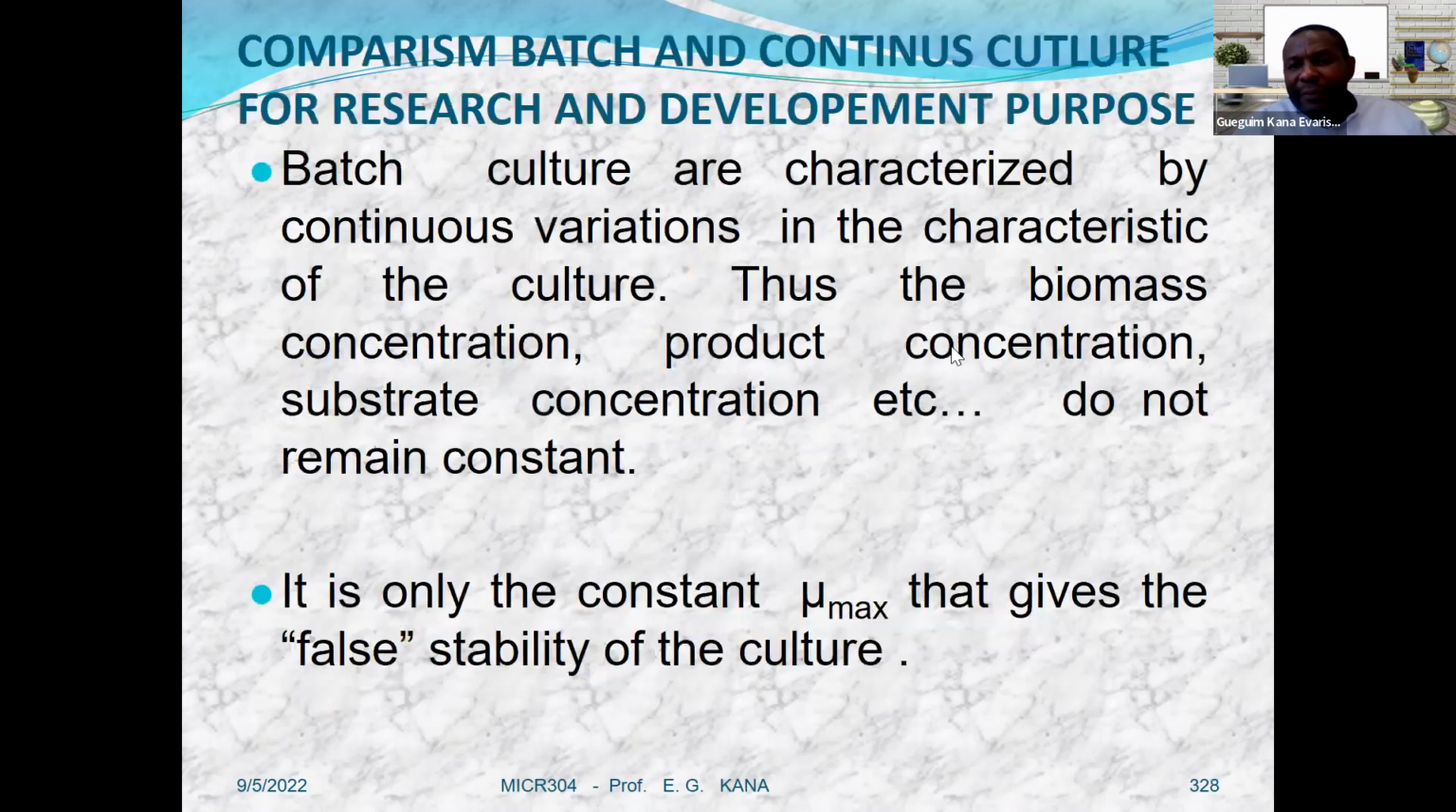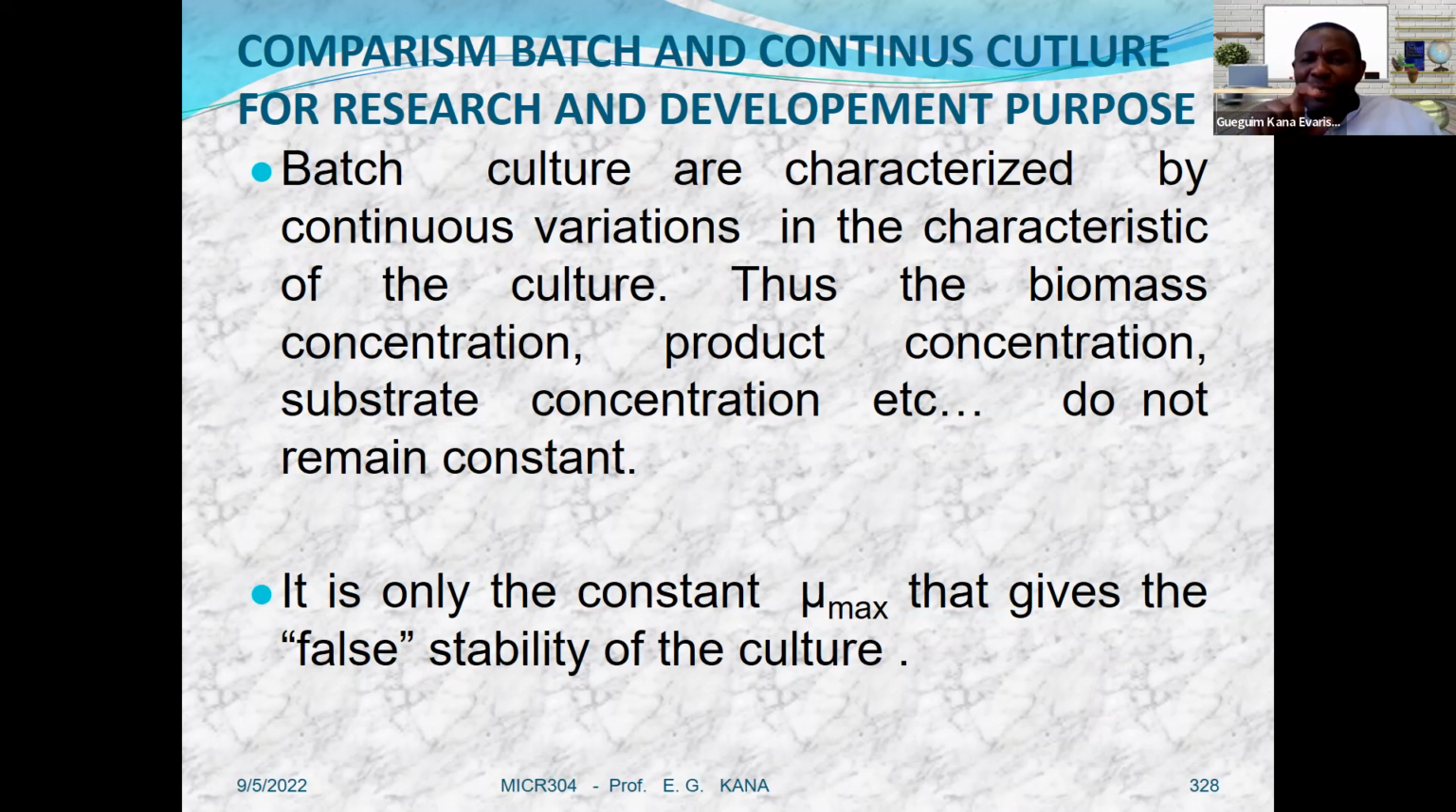Okay, great. Class, just to refresh your memory, in the previous couple of slides, we were comparing batch and continuous for biomass productivity. Now, let us compare batch and continuous for research purposes. Let's look at which is more ideal if you really want to carry out some research in bioprocess development.